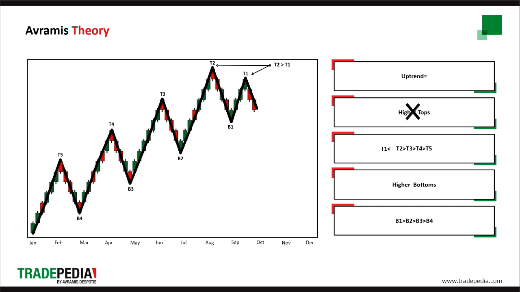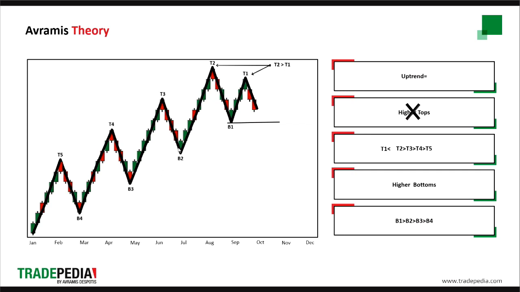Not yet. When will the uptrend be completely destroyed? The uptrend will be completely destroyed when it loses the higher bottoms. When will it lose the higher bottoms? As soon as the price drops below B1. So you see, the drop below B1 is the pivot level that will switch me from an uptrend to a new phase.